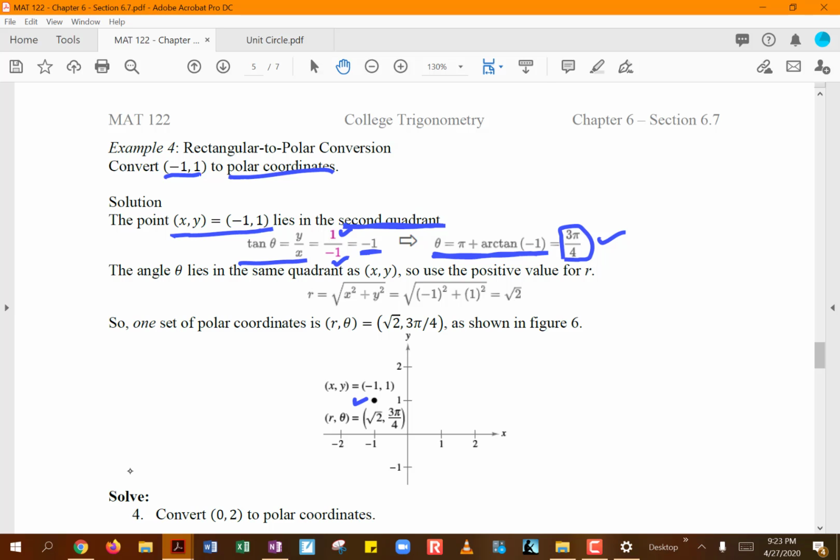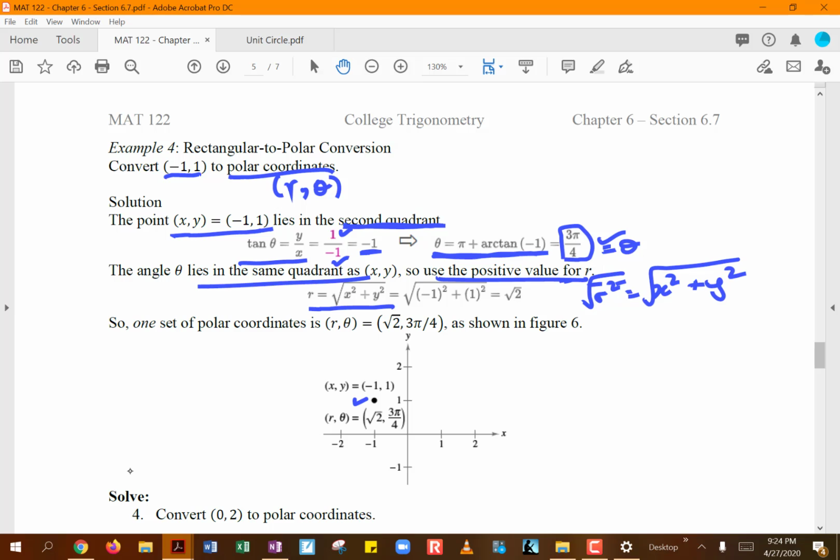Okay, so we have found our theta. So this is our theta, which is 3 pi over 4. Now we just need to find the r value, because remember, your polar coordinates are r comma theta, and since we know r squared equals x squared plus y squared, you can go ahead and take a square root on both sides, and you're getting r equals square root of x squared plus y squared. And in this one, we are going to use the positive value for r, since our angle lies in the same quadrant as the point x, y.